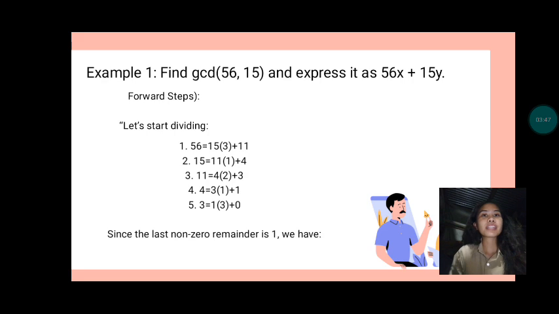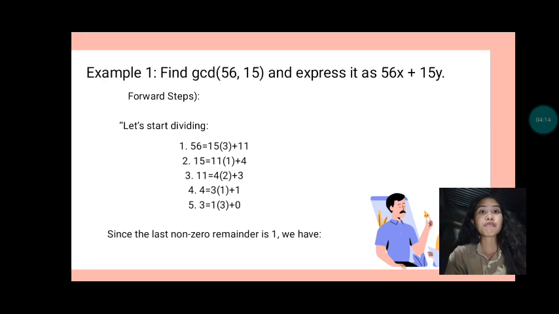Our first example is to find the GCD of 56 and 15 and express it as 56x plus 15y. With this, we will apply the forward process. So let's start dividing step by step.